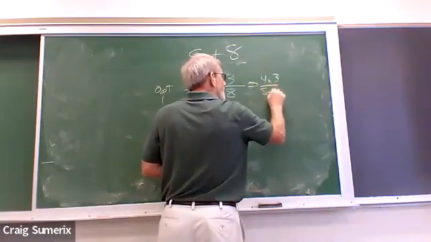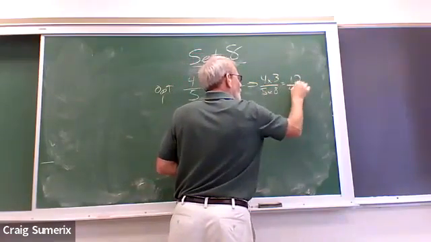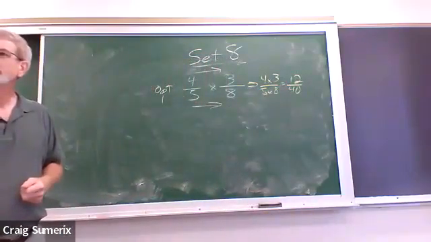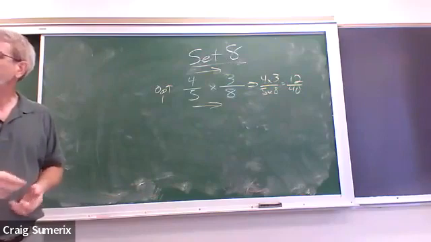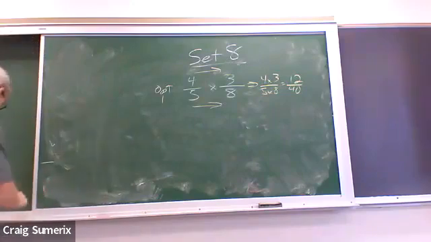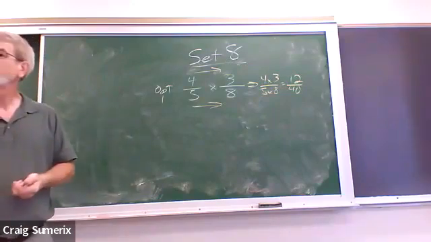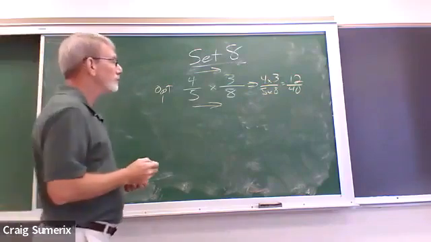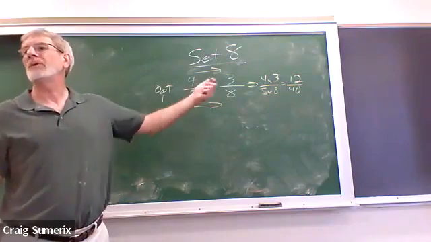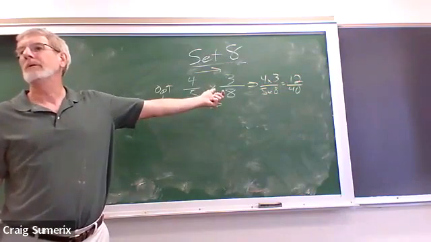3 over 5, 12 over 40. Is that good? What can you do with it then? How? Six doesn't go into 40. But why start so big? What's the more obvious one?